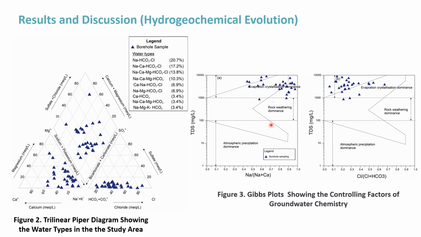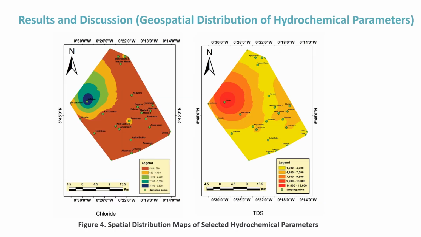Now, in order to understand the factors controlling the groundwater chemistry, Gibbs plots were generated. And on these Gibbs plots, it was indicated that almost all the samples plotted within the evaporation crystallization dominance terrain, which suggests that evaporation from the sea may have resulted in the formation of some minerals like halite, rock salt, which may be dissolving later on through precipitation, and may be carried down into the underground aquifers, which is actually causing salinization in the area.